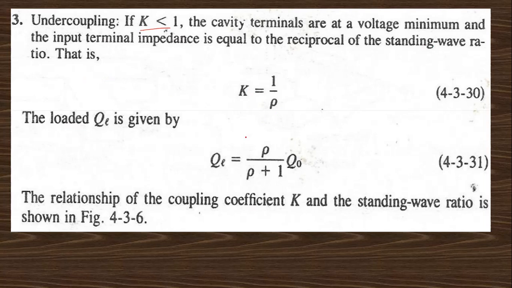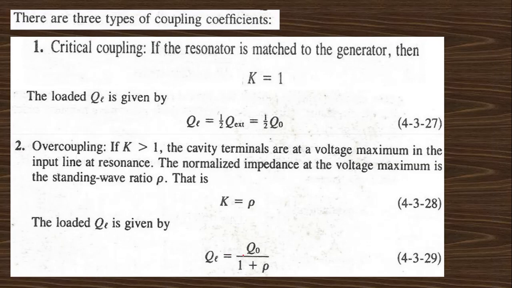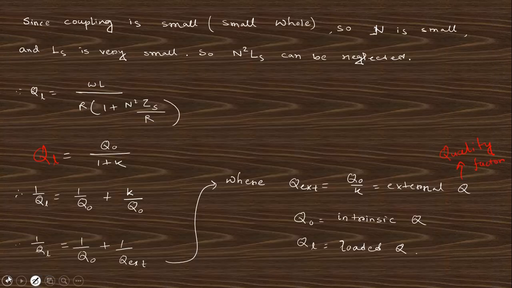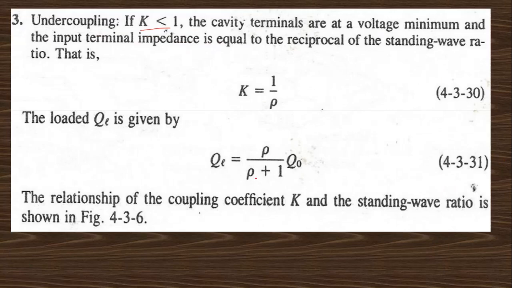So K will be 1 by rho. If you put in this relation, K equals 1 by rho, you will get this relation: rho by rho plus 1 Q0. This relation is the coupling coefficient and standing wave ratio.